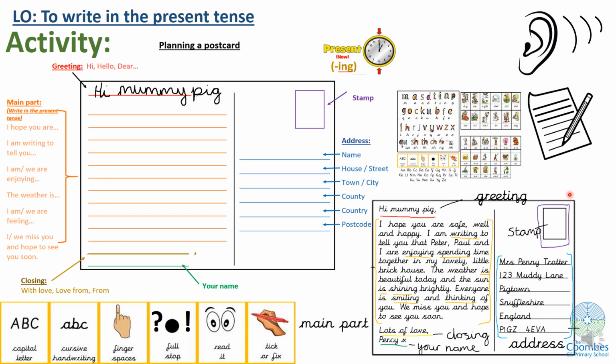If you're stuck for ideas, please make sure you go back to this and think about what you can write. Think about what you have been doing when you've been in your house. Think about all those fun activities that you can write about. Pause the video now and good luck with your amazing writing.